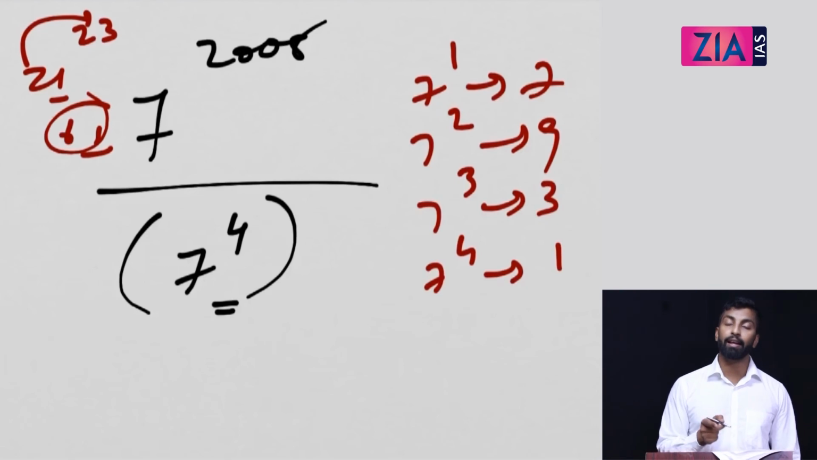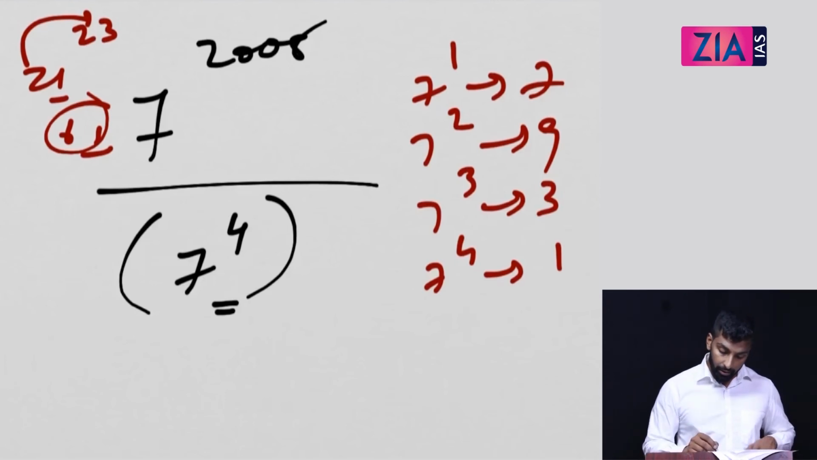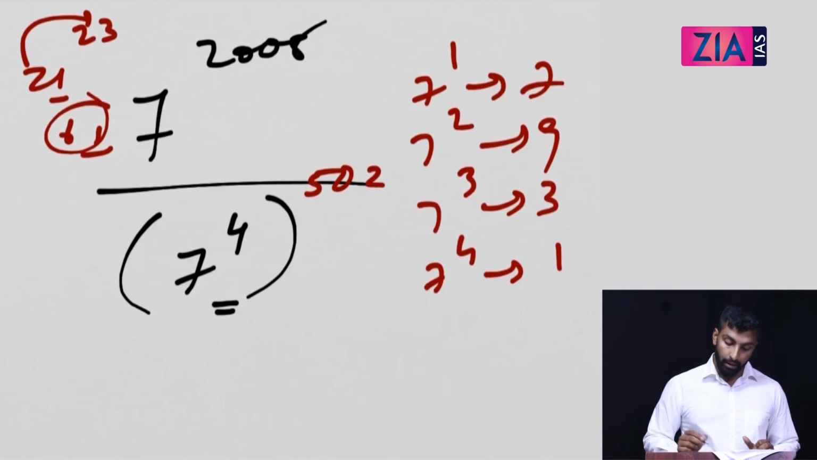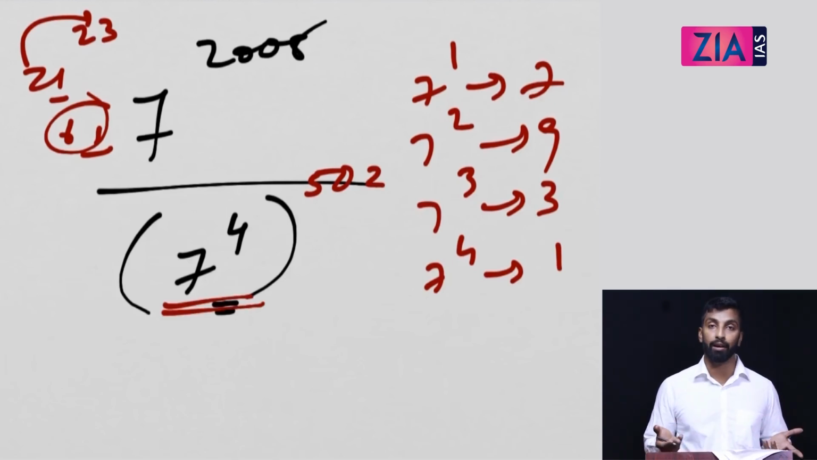I know the method of finding a number ending in 1. So what I am doing is converting a number ending in 7 to a number ending in 1. Now how am I going to do it? I'll write it as 7 raised to 4 raised to 502. So I am sure that 7 raised to 4 is going to end in 1. But I need to know the previous digit also, right?